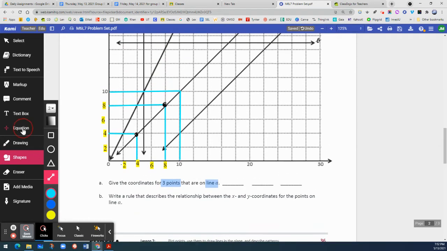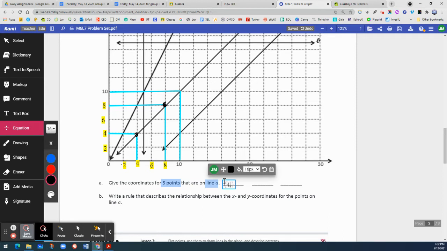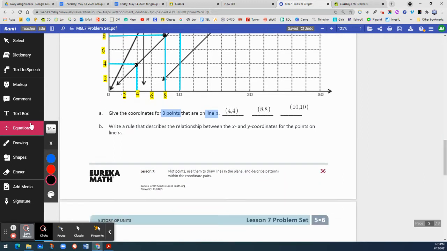Okay, let's write this down. The first one was X is 4 and Y is 4. The next one, that was X is 8 and Y is 8. So they're the same. The next one will be X is 10, parentheses, X is 10, comma, and Y is 10. All right, so notice that X and Y are the same. So what is the rule? Now let's look at this.